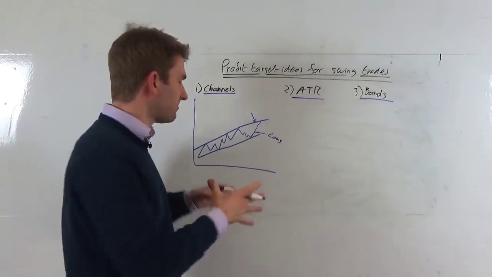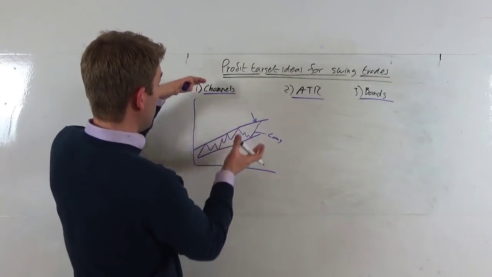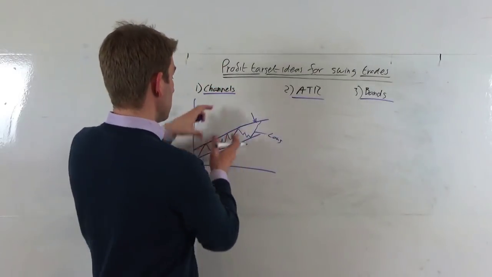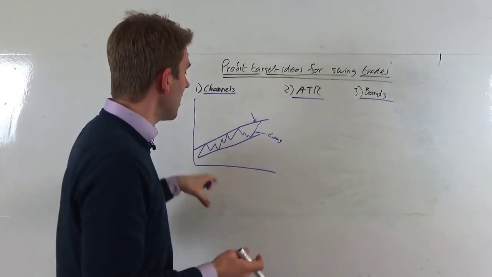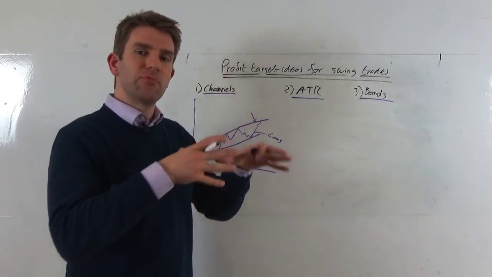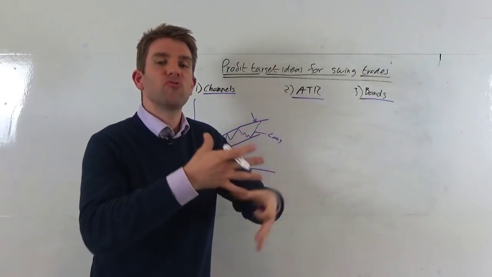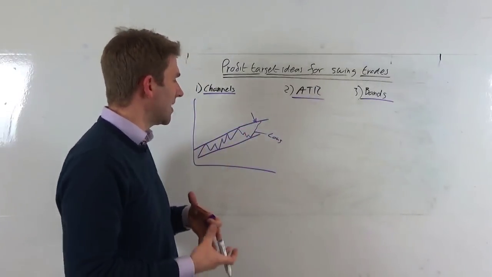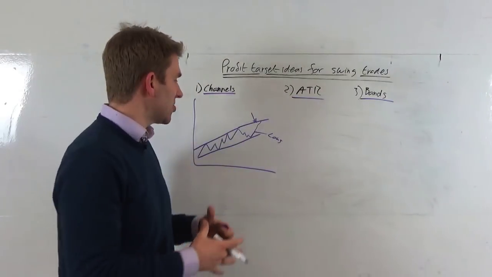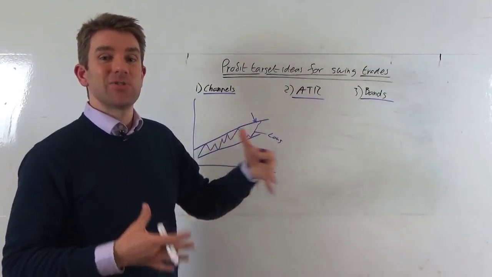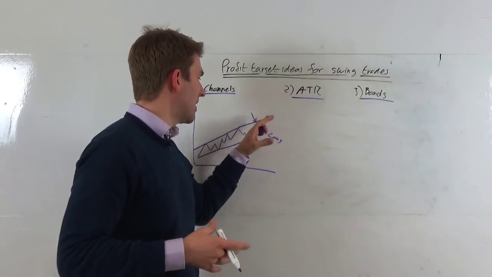We're just using the width of the channel, and hopefully the wider the better. Obviously, if it's a really wide channel, then our target's going to be way higher. But we're using the previous volatility and previous rhythm and flow of the market to extrapolate out and say, well, if that continues, that's really where I'm going to look at taking my profit.